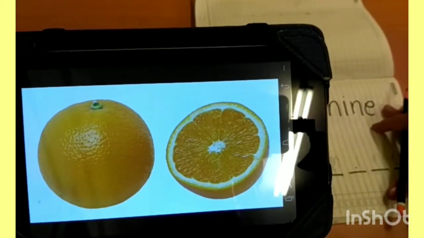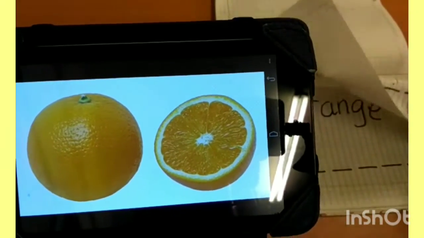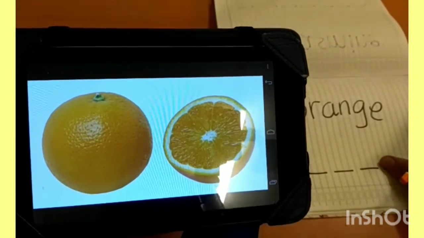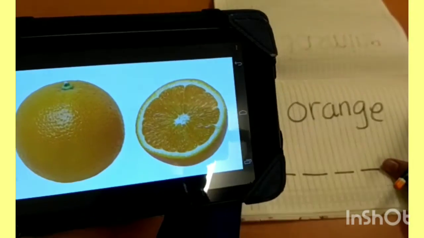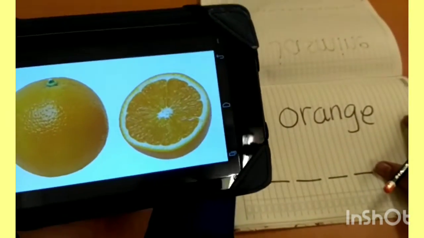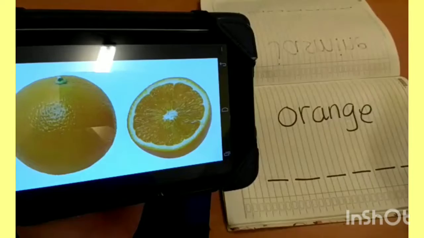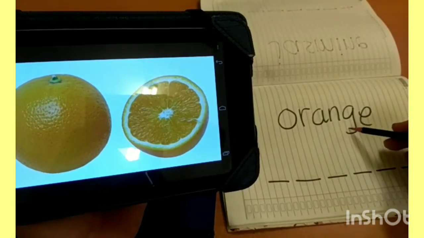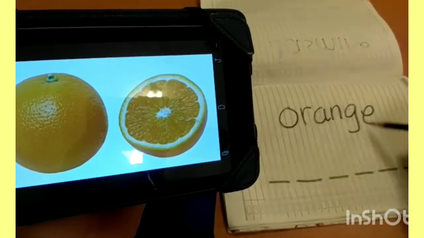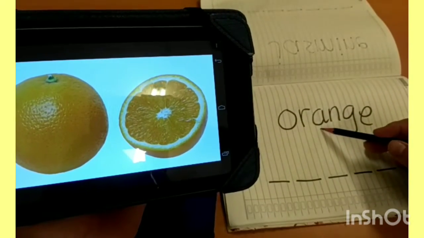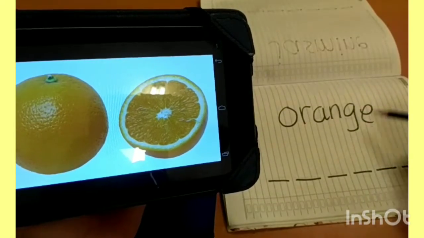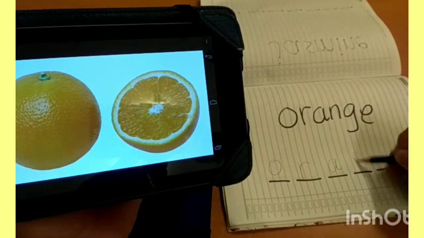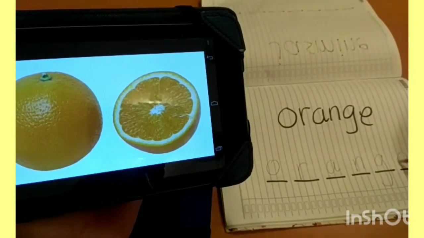Do you know? The smell is sometimes sour, sometimes very sweet. Okay, this is orange. Orange. Let's say it together. Orange. O R A N G E. Orange. O R A N G E. Try to write O R A N G E.